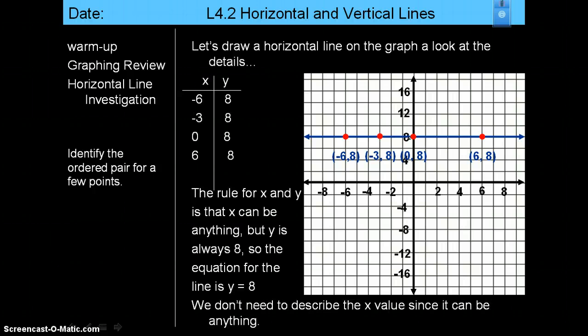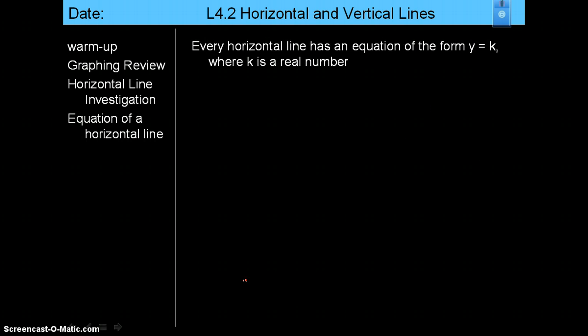We really don't need anything to describe the x value since it can be anything. So again, the equation for the line in this case is simply y equals 8. The equation format of a horizontal line: every horizontal line has an equation of the form y equals k, where k is a real number.